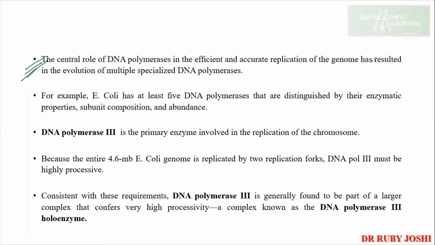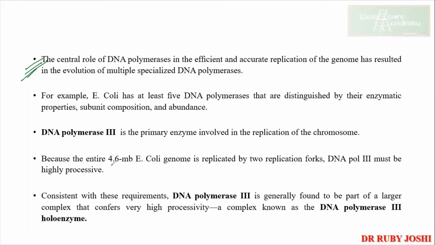Eventually we'll see that there are many errors even after so much proofreading and so much care has been taken, but still mutations happen. We'll talk about that in the next topic. Anyways, okay, so that is the correct answer. So they have got at least 5 DNA polymerases, distinguished by their enzymatic properties, subunit composition, and abundance, of which 1, 2, 3 we have already discussed, and 4 and 5 also come in repair. So DNA Pol 3 is the main enzyme for replication.